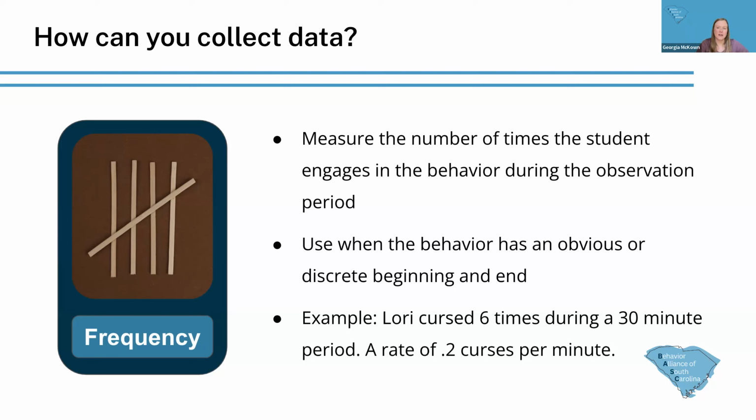Many of these data strategies encourage you to observe for the same interval or amount of time in each session. But you can also calculate rate by dividing the number of observations by the number of minutes if your observations vary in length. This is really helpful if you want to compare data over time if you're not able to always observe for the same amount of time.